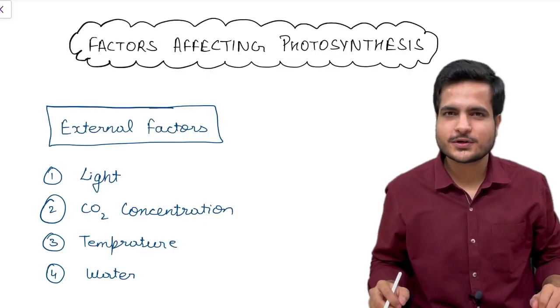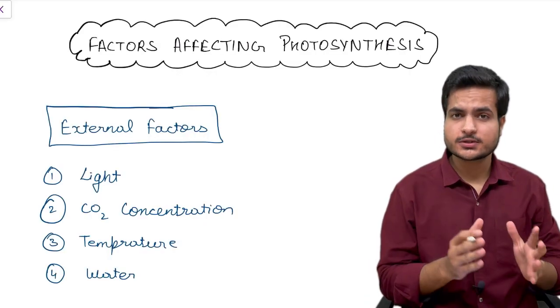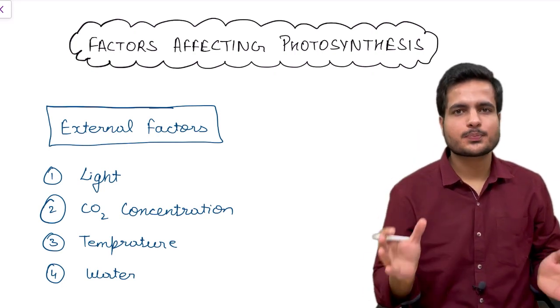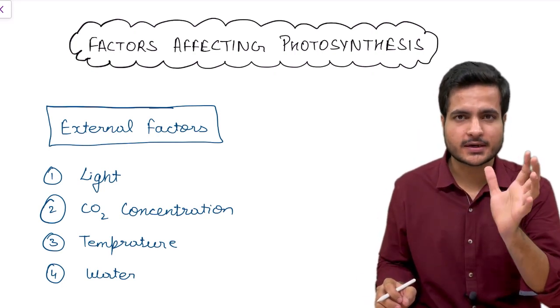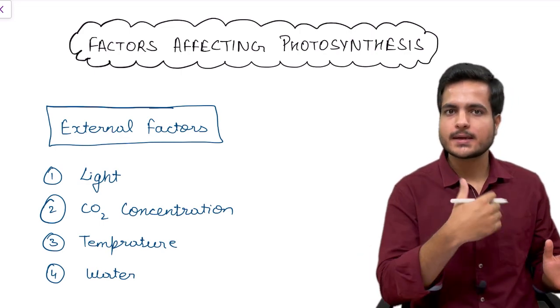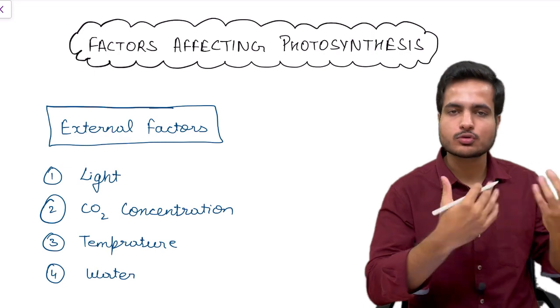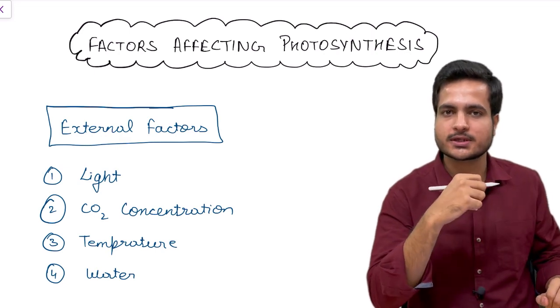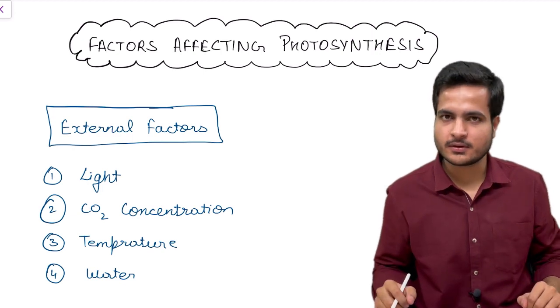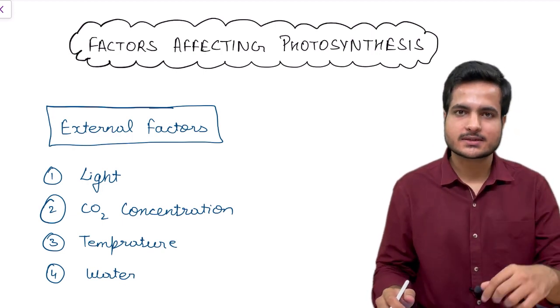Hello everyone, in this video we'll be discussing the factors which are influencing the rate of photosynthesis. Photosynthesis as a process is regulated by many factors and we can broadly classify them into two groups. One will be the external factors, which from the outside of the plant impact the rate of photosynthesis, and the other group is of internal factors of the plant itself.